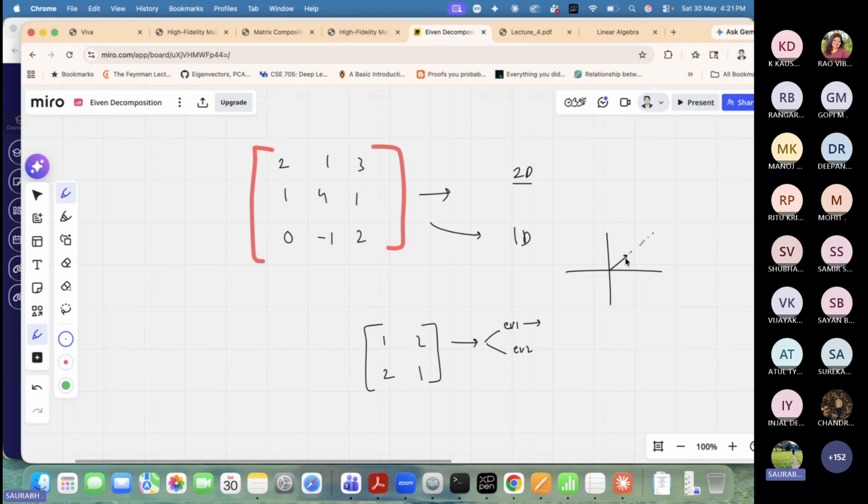vectors which lie on the same direction, they are also eigenvectors. It's not like this is the only eigenvector. So all the eigenvectors which are a scaled version of this would be an eigenspace. Similarly, this would have its own eigenspace. Let's say there are chances that if both of them are same, then the eigenspace would be the same. If both of them are different, then the eigenspace would be different.